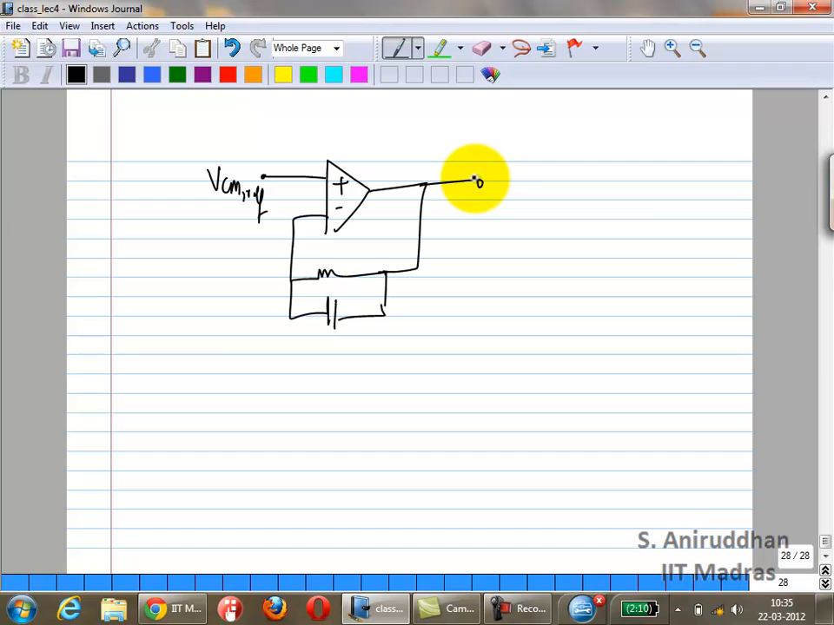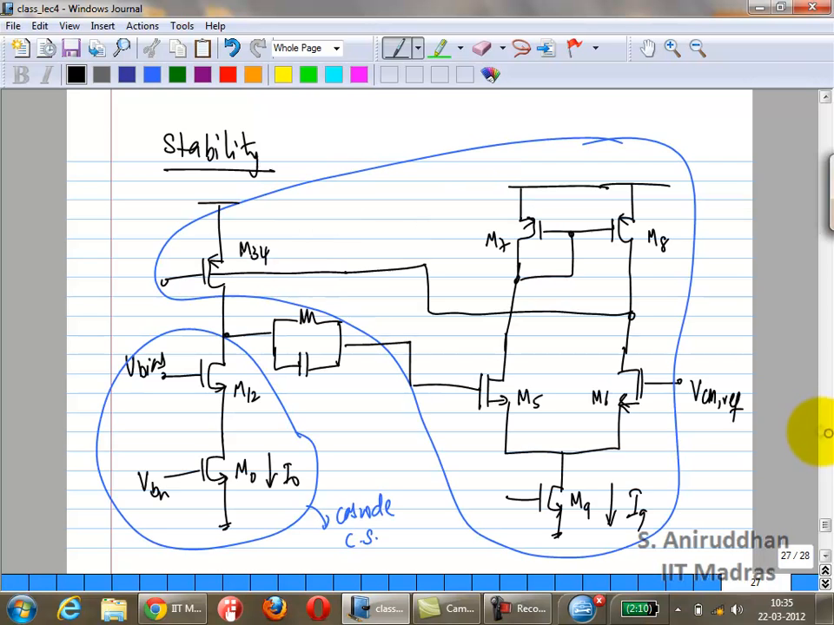You have something like this, where this is a two-stage op-amp with unity gain DC feedback. Correct? So you most probably require compensation. Okay? So how would you put the compensation cap? Between the gate of M3 and the drain; you put a compensation cap here, exactly the way you did for the two-stage op-amp.